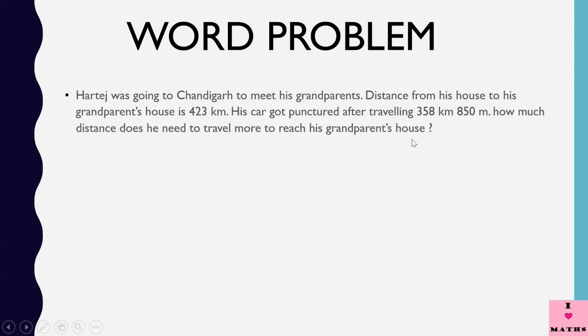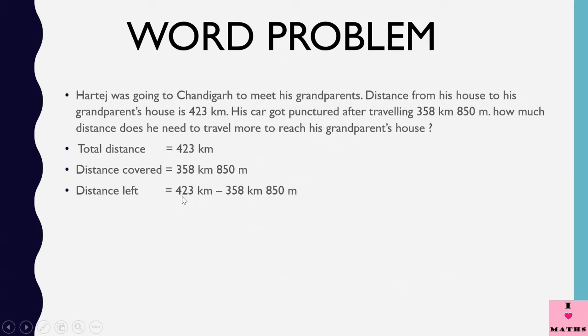So it means some distance is still left for him to cover so that he can reach his grandparents' house. So children, what will we do in this? Which operation? Yes, we are going to do subtraction. So we will subtract 358 kilometer, 850 meters from 423 kilometer. Okay, so this is the total distance, 423 kilometer. Distance covered is 358 kilometer, 850 meter. Distance left is 423 kilometer minus 358 kilometer, 850 meter.